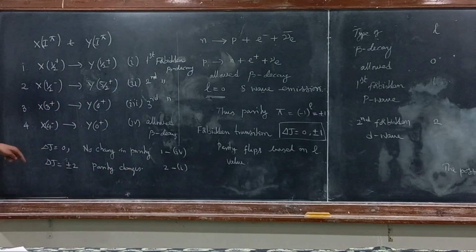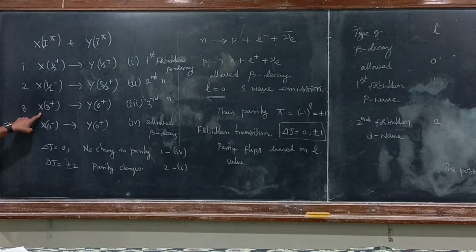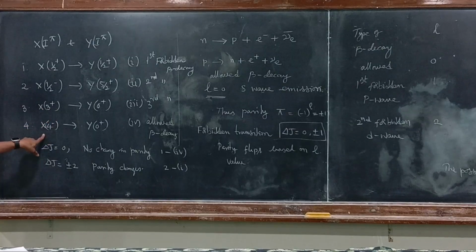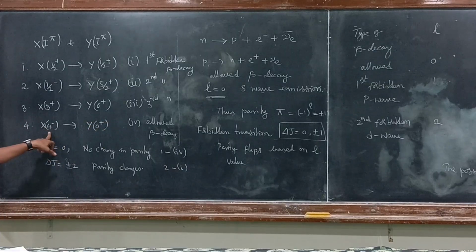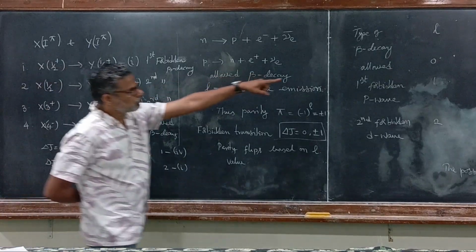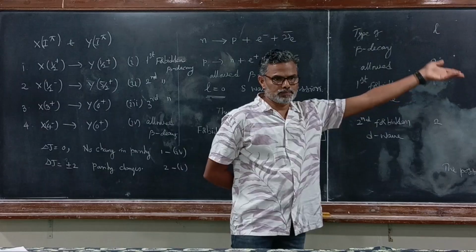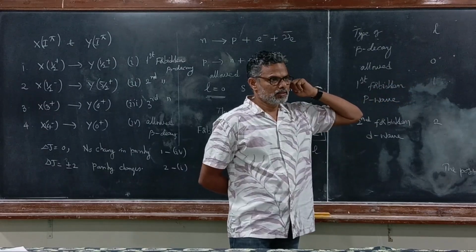And then the third one, similarly, can you work it out? Second or third? Second, because there is no change in parity. And what about this one? This is third forbidden, because the delta J is what? 4. So if it goes to third, it will be 1 more, plus or minus 1. Is that clear?